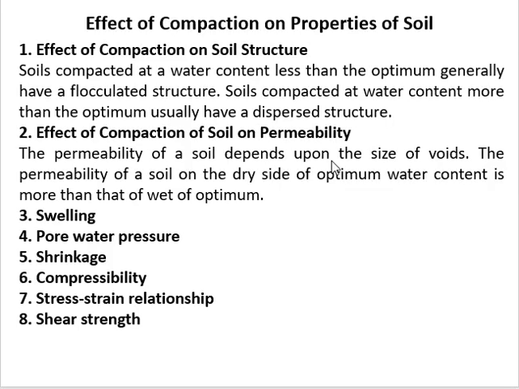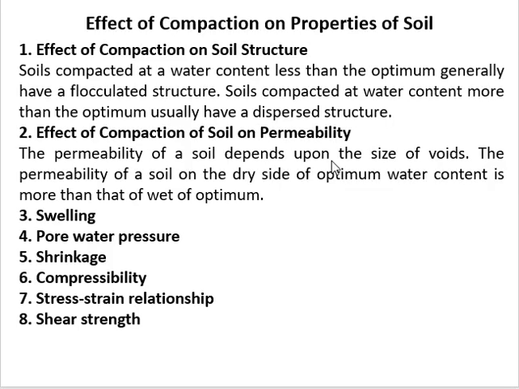Then second one is effect of compaction on soil permeability. The permeability of soil decreases with the compaction due to increased density and better orientation of particles. So this permeability of a soil also depends on the size of voids. The permeability of a soil on the dry side of optimum water content is more than that of wet of optimum.